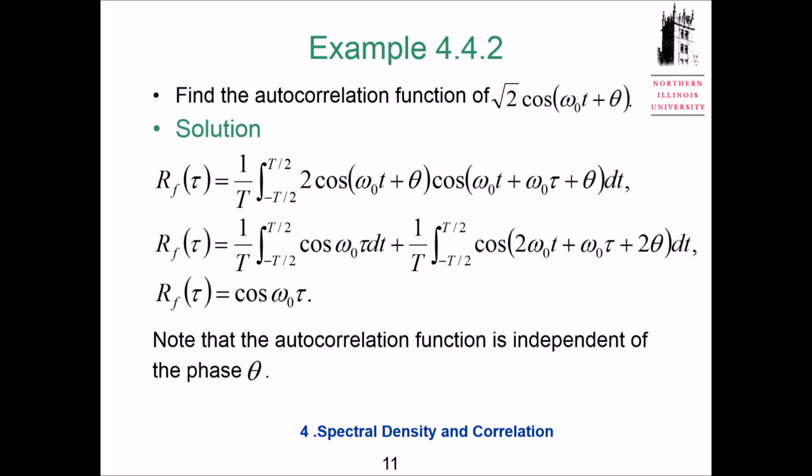And the final answer: the autocorrelation for a square wave is a triangle wave, right? So as the overlap becomes bigger and bigger, then smaller and smaller, you can imagine you get a triangle wave. Any problem for this one?